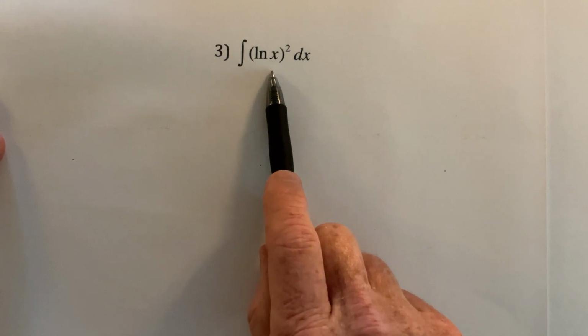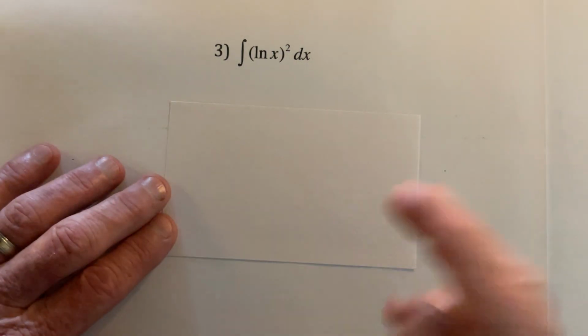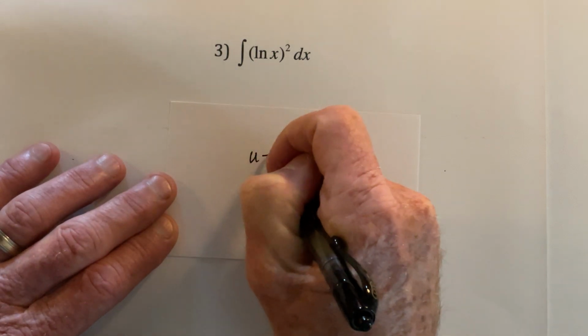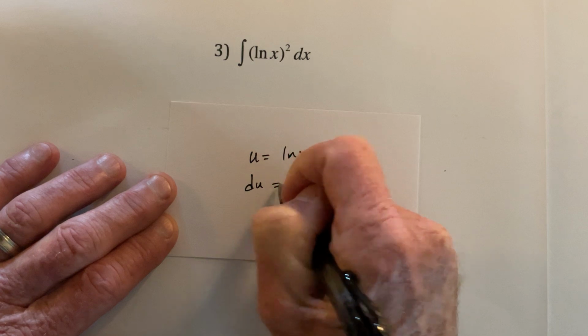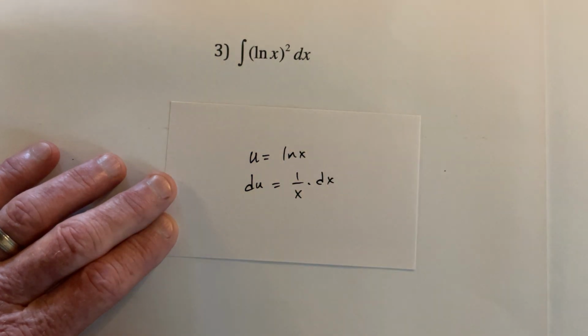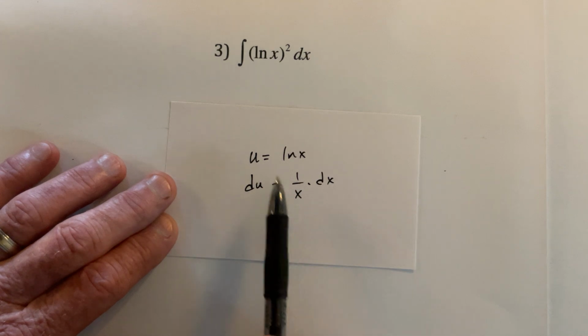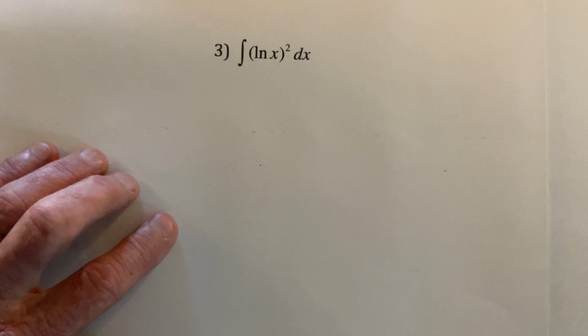When you first look at this problem, you might think, hey, I'm going to use u substitution, because you're supposed to let u equal what's inside the parentheses, and then the derivative of that would be 1 over x. And the problem is 1 over x does not show up in this problem, so u substitution is not going to work.